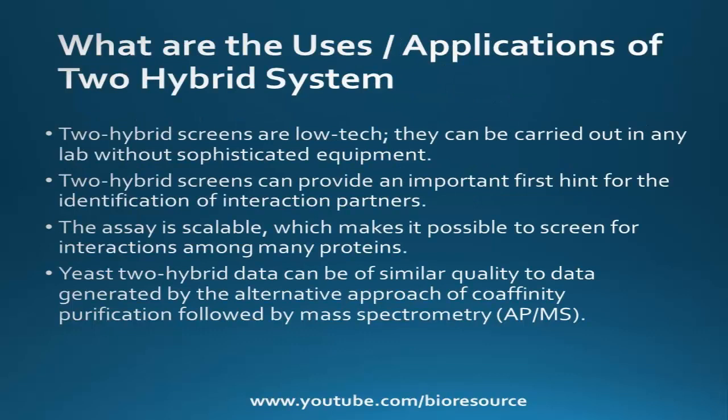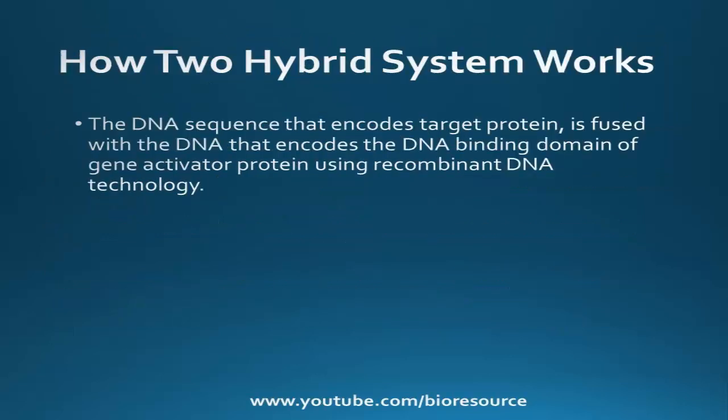Let's see the uses and applications of the 2 hybrid system. 2 hybrid screens are low tech and they can be carried out in any lab without sophisticated equipment. 2 hybrid screens can provide an important first hint for the identification of interaction partners. The assay is scalable, which makes it possible to screen for interactions among many proteins. Yeast-2 hybrid data can be of similar quality to data generated by alternate approaches like co-affinity purification followed by mass spectroscopy. Let's see how the yeast-2 hybrid system works.